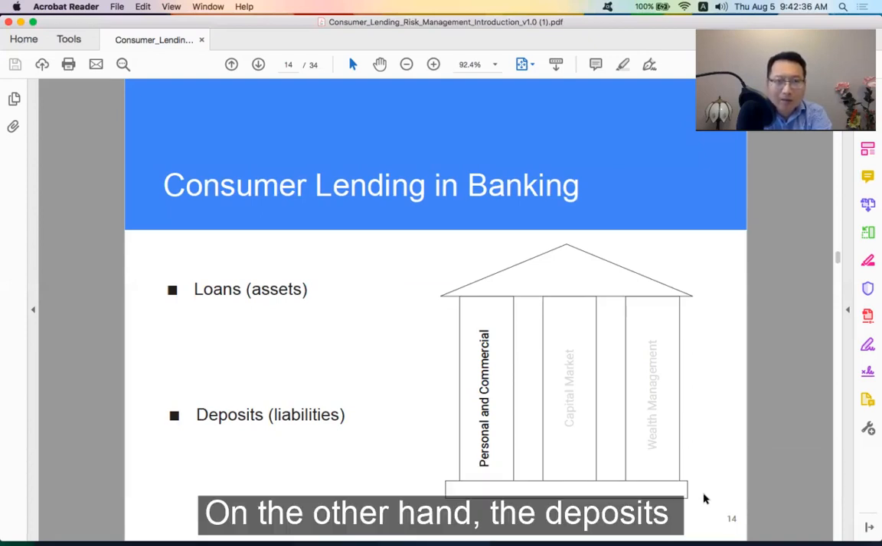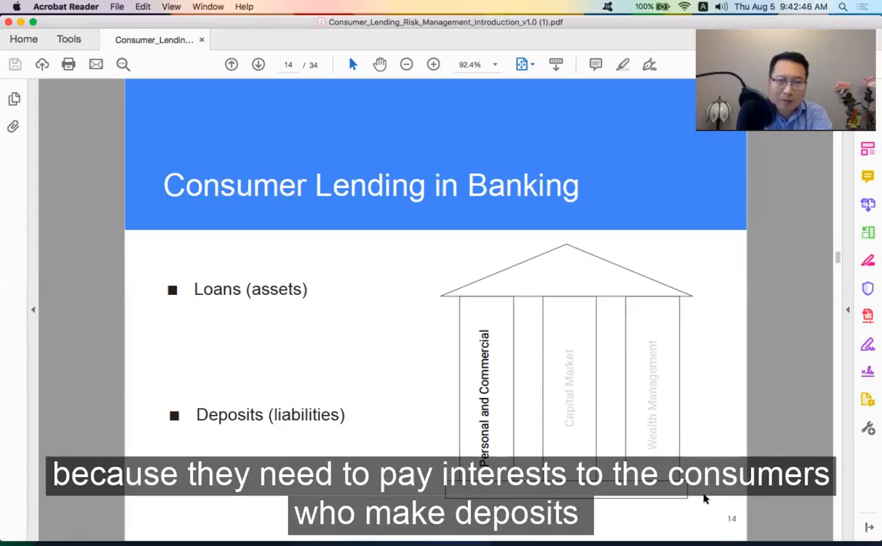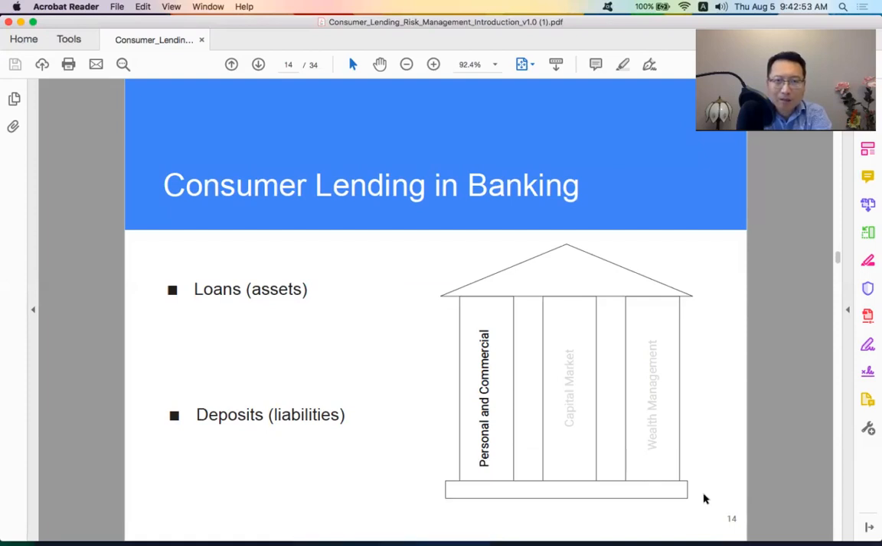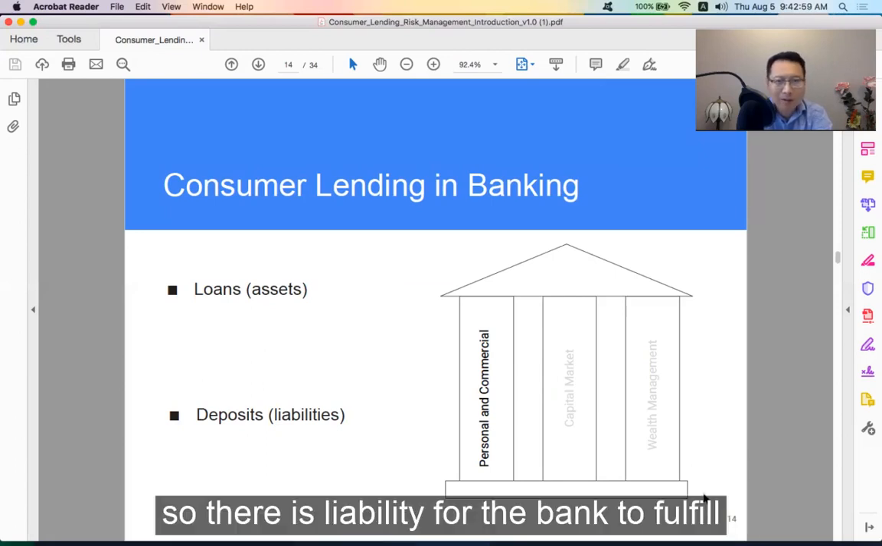On the other hand, the deposits for banks are considered liabilities because the bank needs to pay interest to the consumers who make deposits. The consumers could withdraw money at any time, so there's a liability for the bank to fulfill.